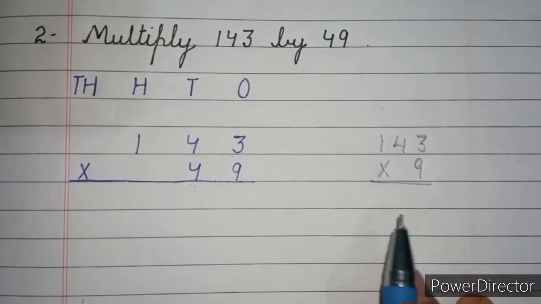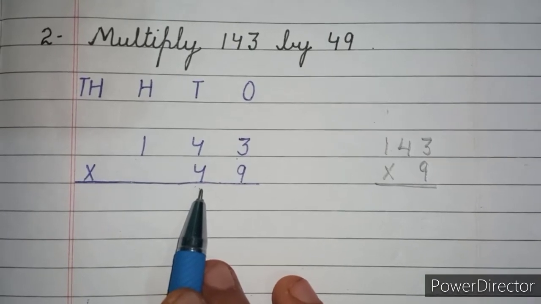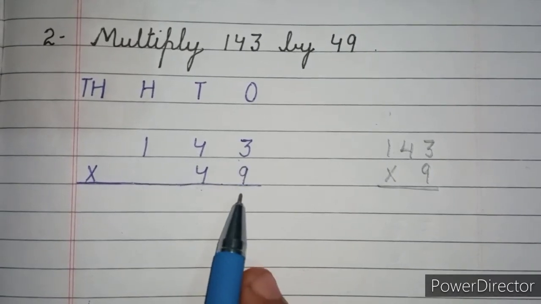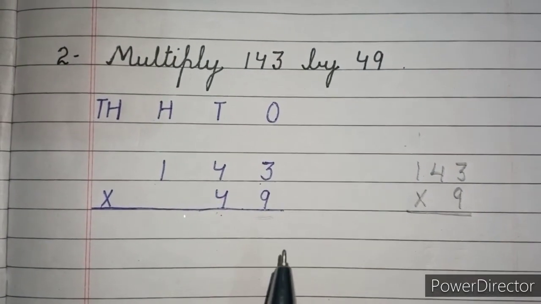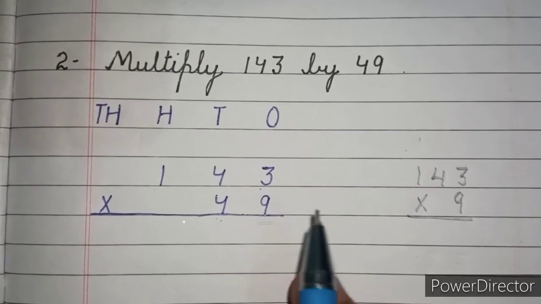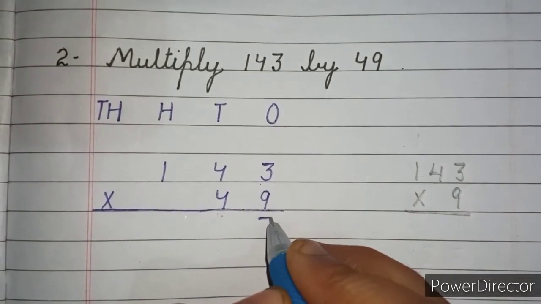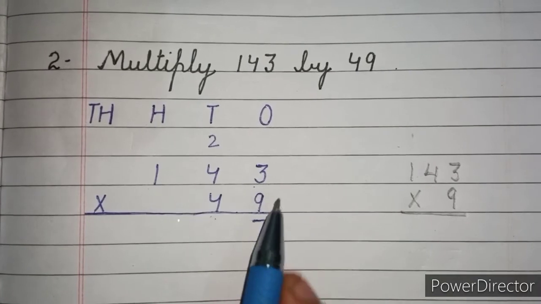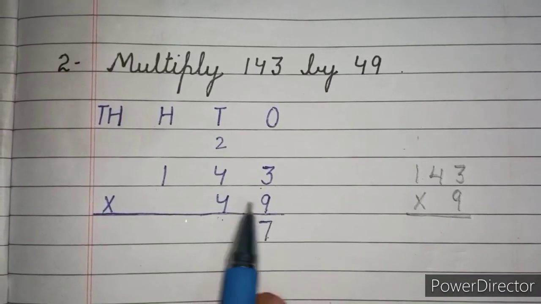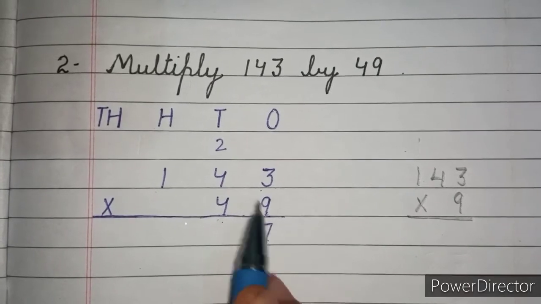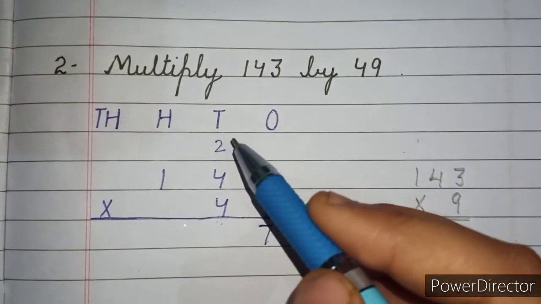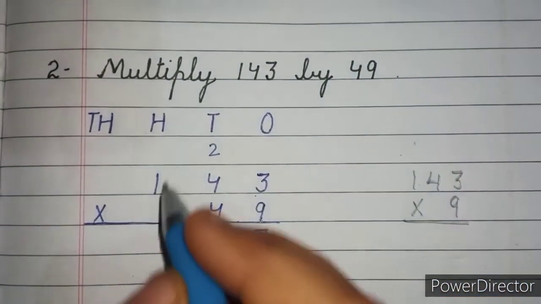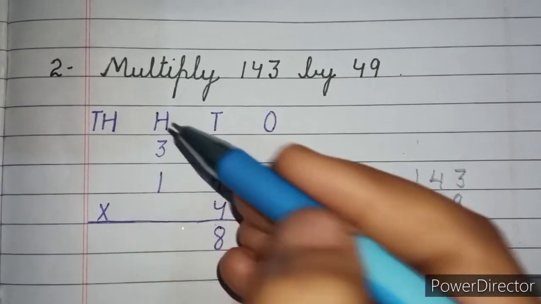After that, we have to multiply by this 4. That is, first we have to multiply 143 by 9. So first we multiply 3 by 9. 9 into 3 is 27. 7 will be written under the ones column and 2 will carry to the tens column. Next we multiply 9 by 4. 9 into 4 is 36. 36 plus 2 is 38. Now write 8 under the tens column and 3 will carry to the hundreds column.